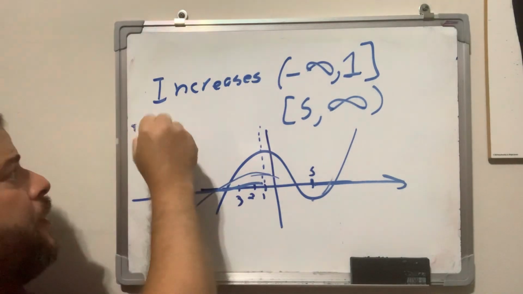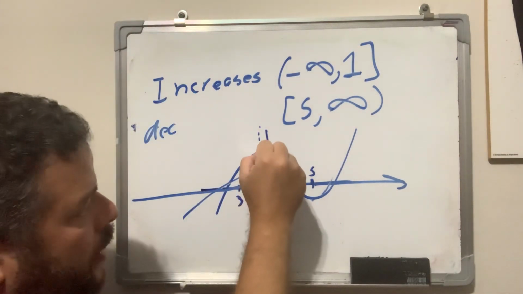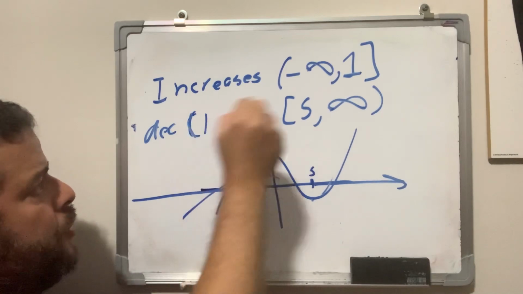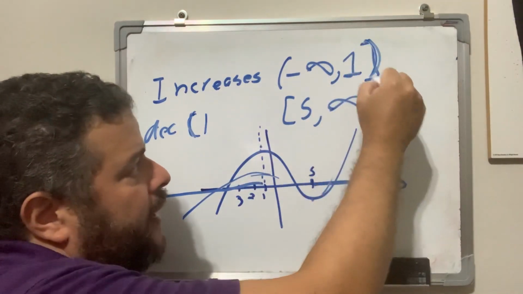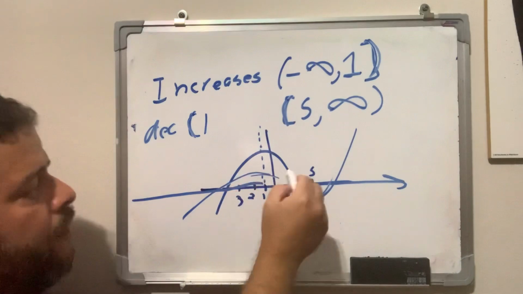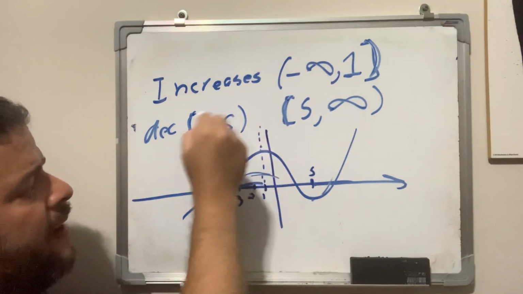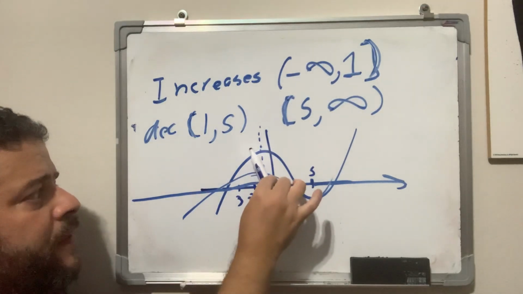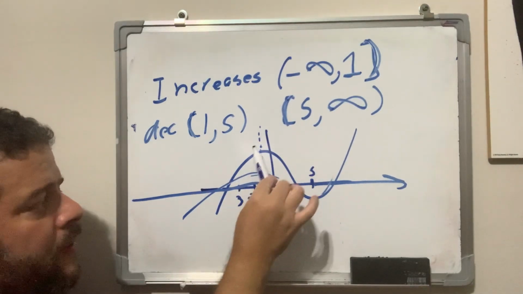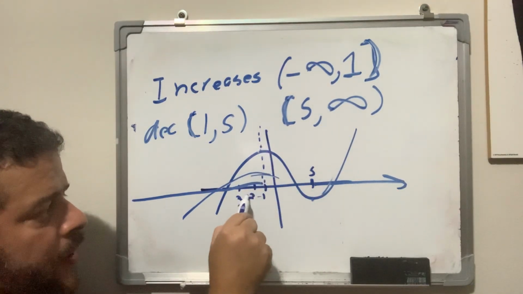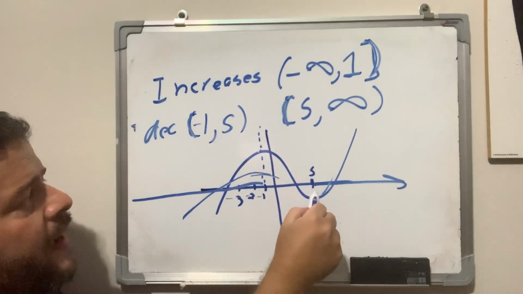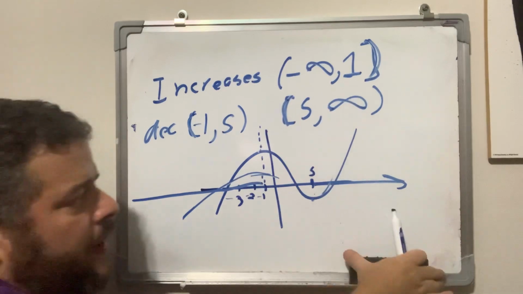And I am decreasing from 1. Again, it's actually better to use parentheses. Don't include these values. That's my recommendation. From 1 to 5, it's decreasing, and that's pretty much it. So increasing from negative infinity to negative 1. Sorry, I forgot these negatives. Decreasing from negative 1 to 5. Increasing from 5 to positive infinity.